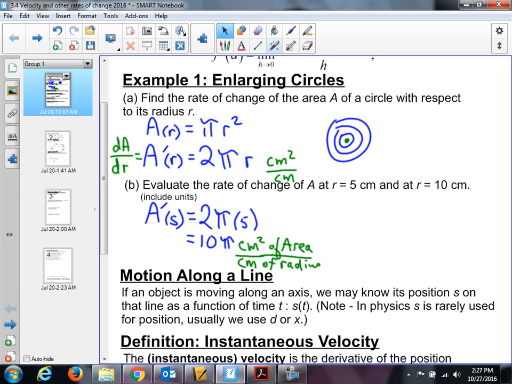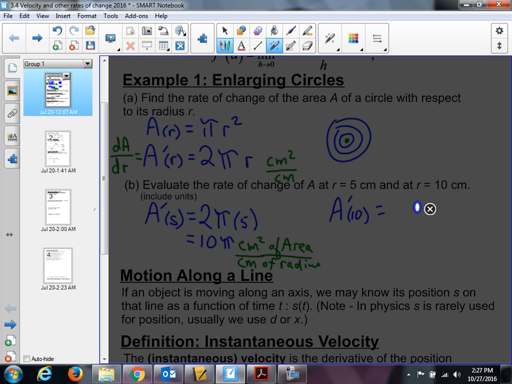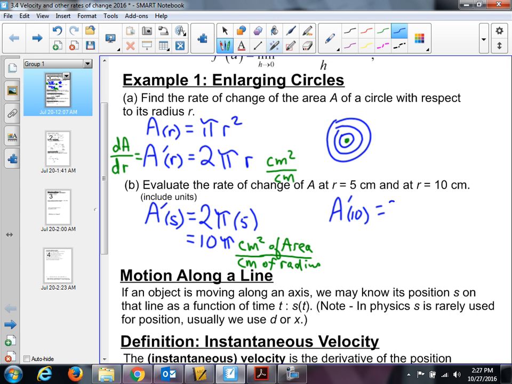So then at 10, A prime 10. I think you could see and jump straight to the answer, 10 times 2, right? We're using this formula again. So 20 pi, and then we'll just say centimeters squared per centimeter. It is not wrong to just say centimeters, but it really doesn't make a lot of sense to do that. It has more meaning, I guess, if you ask me.